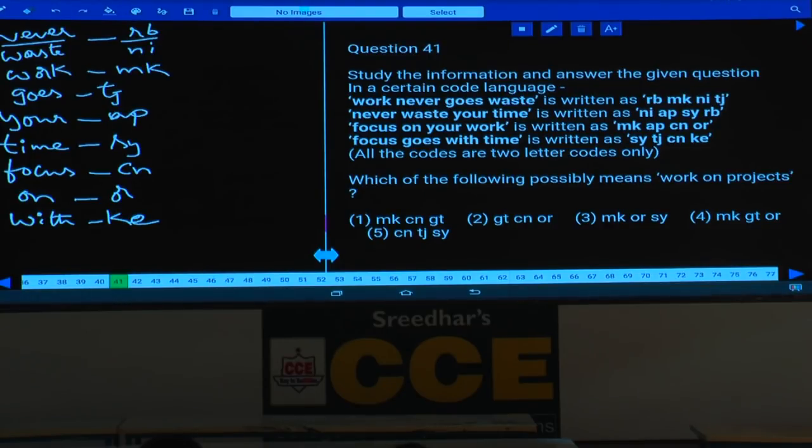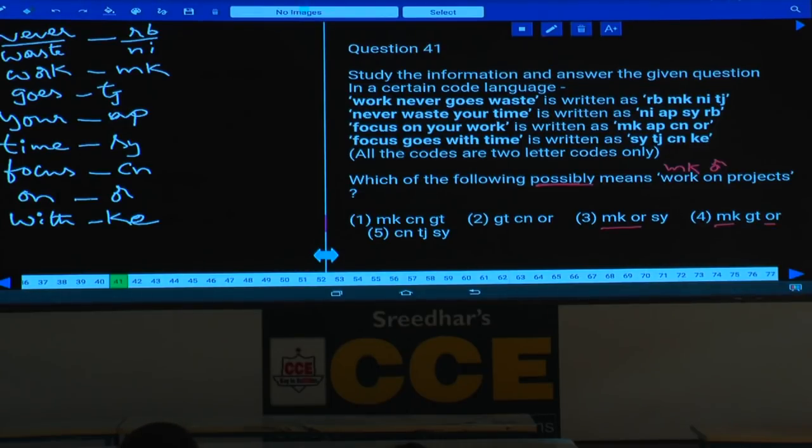Then question number 41. Which of the following possibly means work on projects? Possibly means it is a possible code. What is the code to the word work here? MK. And on is OR. And MK and OR should be there. MK OR. Tell me MK and OR. It also has MK and OR. And how many possibilities are there? There are 2 choices, either 3 or 4.